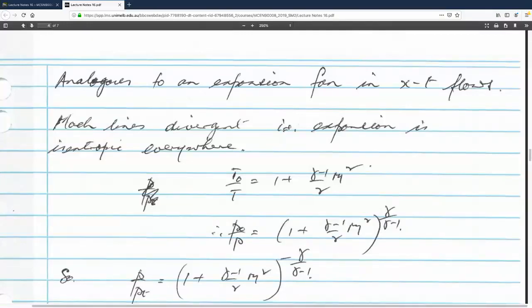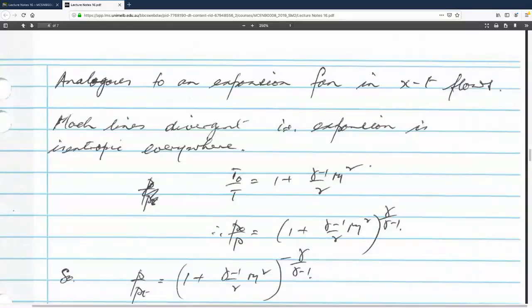So if I divide H naught, so that's CpT naught, by H, I'll have CpT naught over CpT, and the Cp's will cancel, so I have T naught over T, and then I have 1 plus a half U squared, divided by A squared over gamma minus 1. Put the gamma minus 1 up there, and U squared over A squared is M squared. So that's easy. So that's T naught over T.